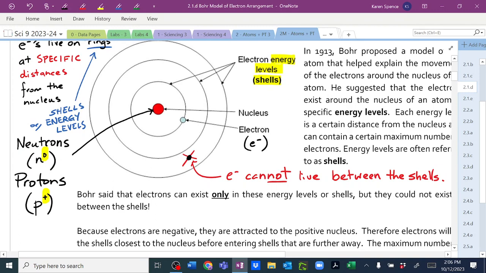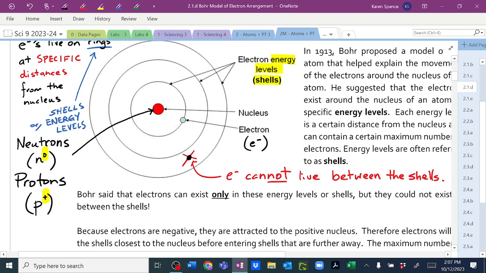Only a certain number of electrons can live on each shell. There's a maximum. And you're going to think back, see if you can remember from last year how many can live on the first shell maximum. And then once you've thought of that, you're going to think about the second shell and the third shell. It goes 2, and then 8, and then 8.